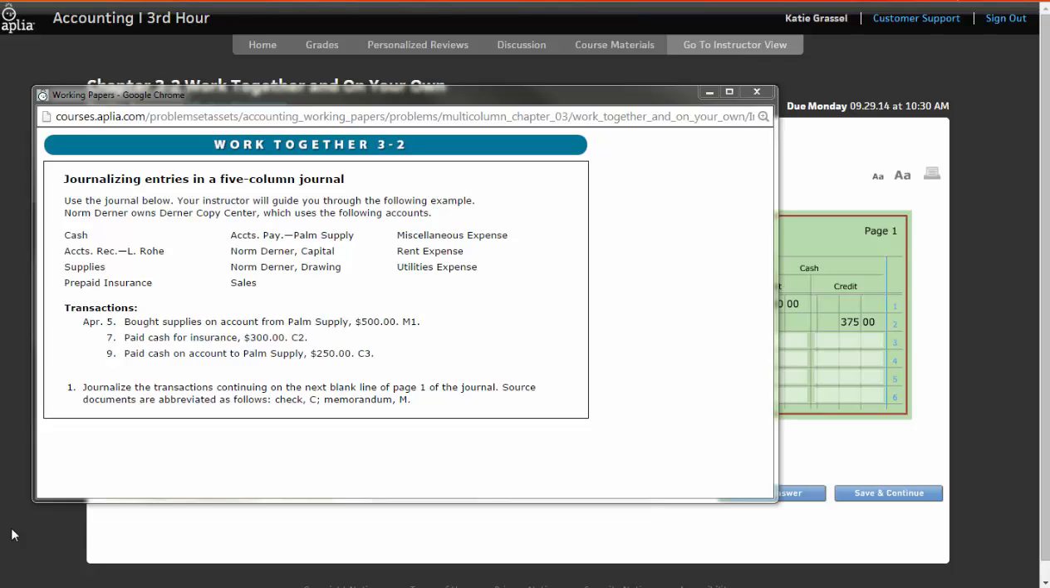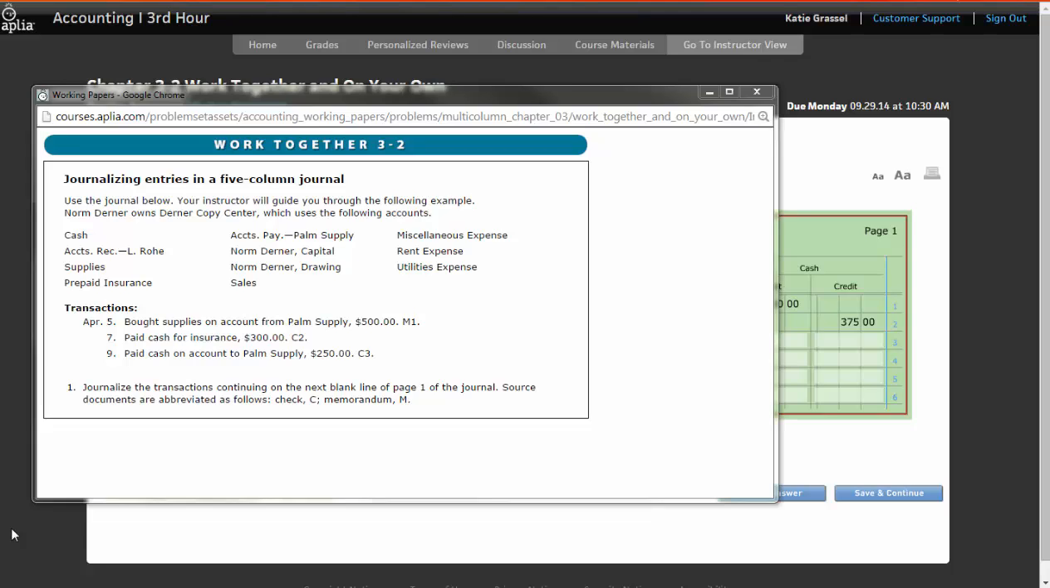So we'll go through here, and it says journalize the transaction continuing on the next blank line of the journal. Source documents abbreviated as follows: C, check; M, memorandum. M, memorandum, is another type of source document that you're using, which is basically an agreement between the two people on a statement of what is happening. So it's not going to fit as a sales invoice. It won't fit as a receipt or a cash register tape. So you'll have an M there. So the first transaction is bought supplies on account from Palm Supply, $500, M1.